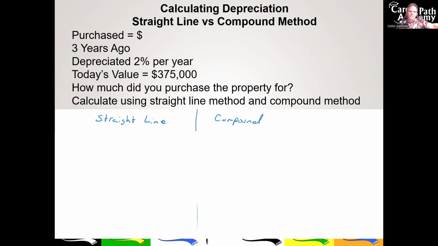Correct. So here's the question for you. You purchased a property 3 years ago. It depreciated 2% per year. Today's value is $375,000. How much did you purchase the property for? Calculate this using the straight line method and then do it using the compound method. So first using the straight line method, go. In this slide, I don't have all the instructions for you. So hopefully you paid attention and hopefully you remember it. So I'll give you guys a minute, try to figure it out.